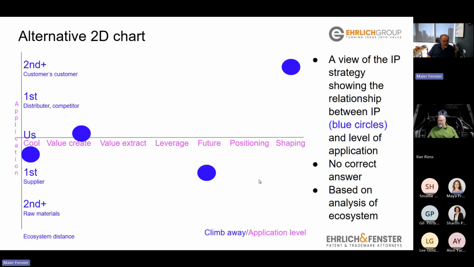If we look at the third measure I gave, we can do a different two-dimensional chart. And here, the blue circles are where we have IP, and we're just looking at the location of the IP with regard to position, I'll call it, in the ecosystem, and the type of application that the IP does. For example, covers the future, covers value creation, or is just cool stuff.